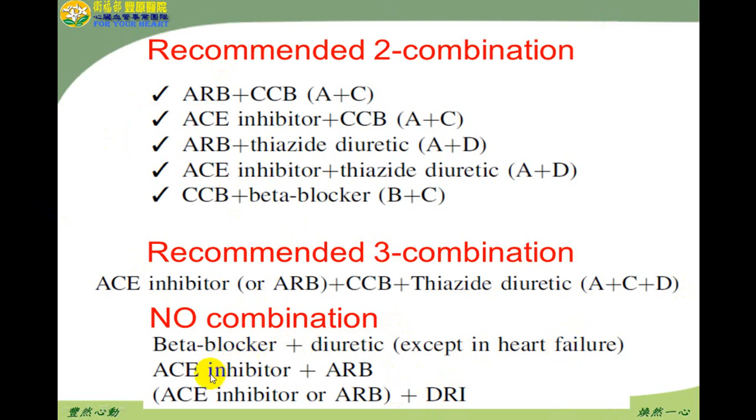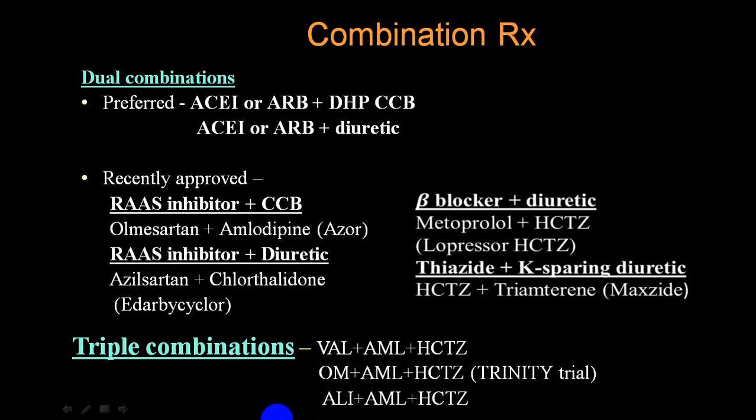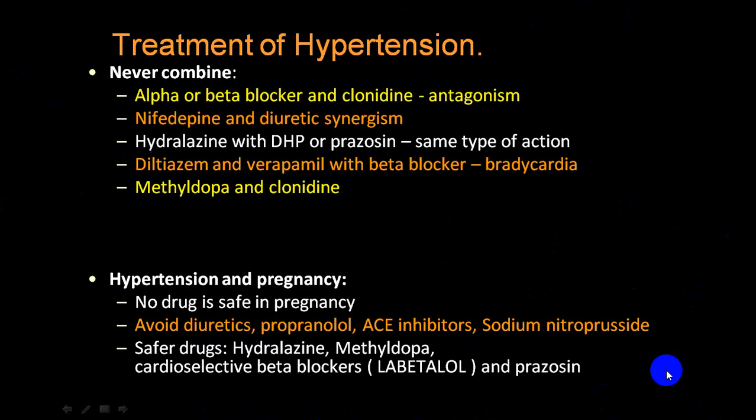By and large, these two drugs should not be combined, ACE inhibitor and ARB. And you should not combine ACE inhibitor or ARB with what we call renin inhibitors. So these are all those dual and triple combinations which are available in markets. Go through them at your leisure time. And these are never combined.